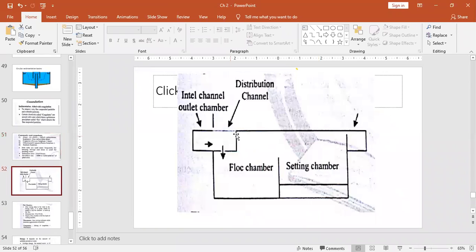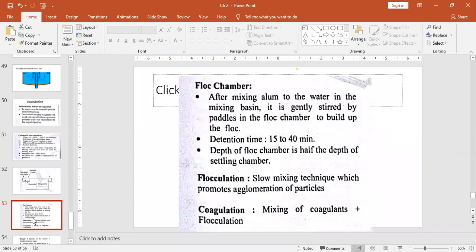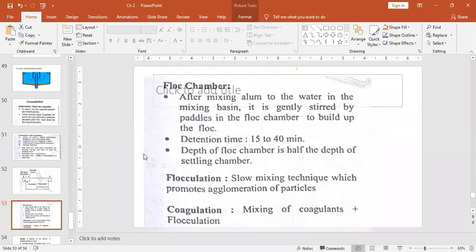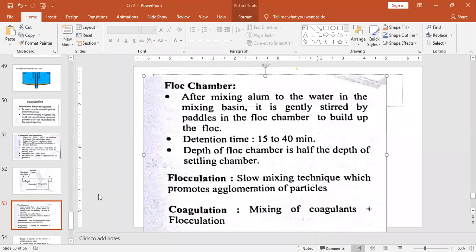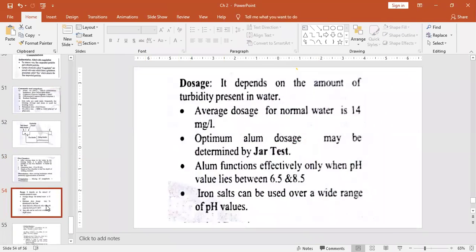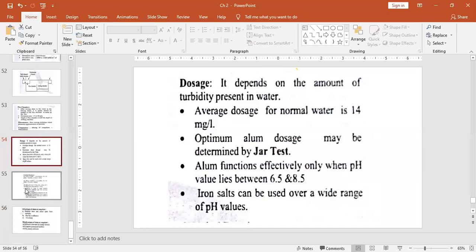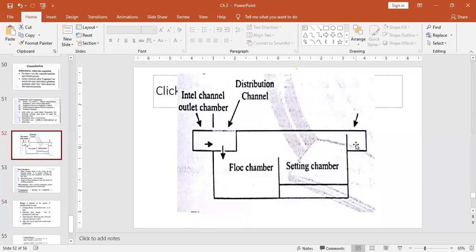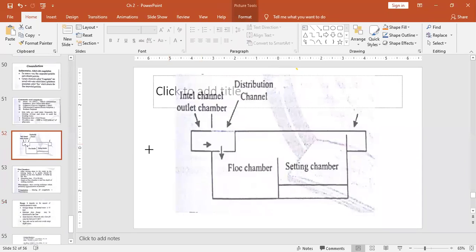Okay, I will explain about this chamber later on. Okay, I will continue with this only. I thought one more.